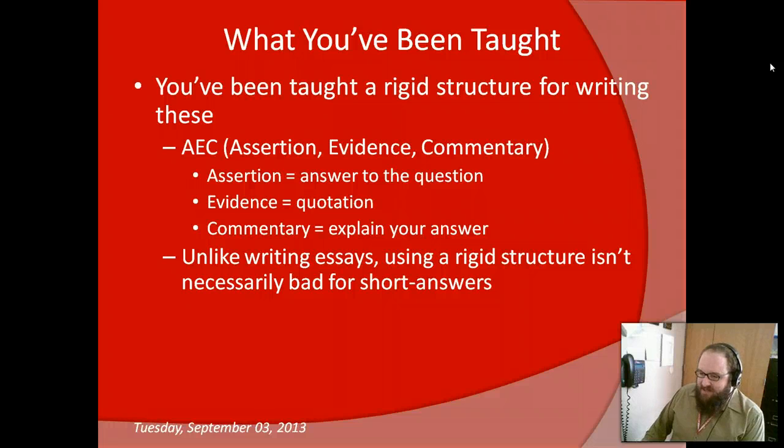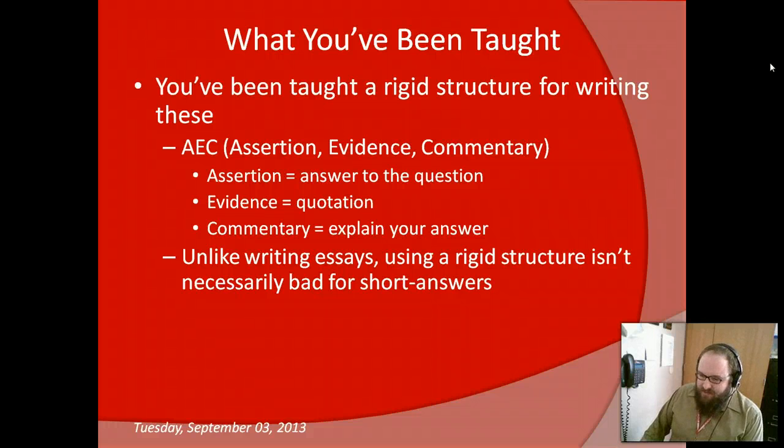Unlike writing essays, using a rigid structure isn't necessarily a bad idea for short answer questions, because short answers aren't really pieces of literature. Our whole point in discussing the nature of the essay the other day in class was to remind ourselves that the essay is a piece of literature. It's a piece of art that does not need to be confined to a specific structure.